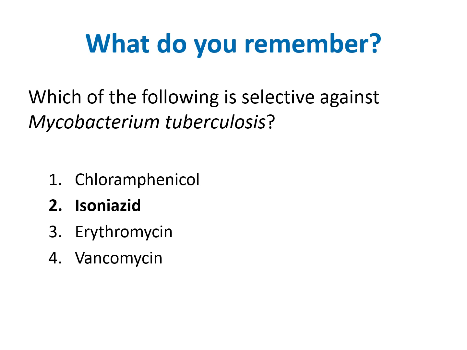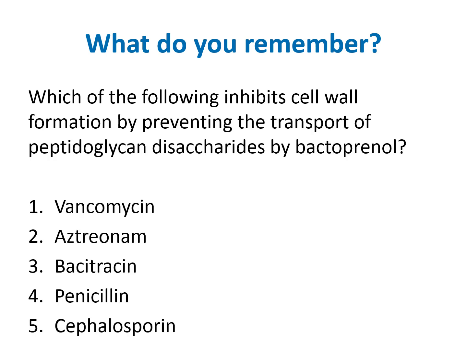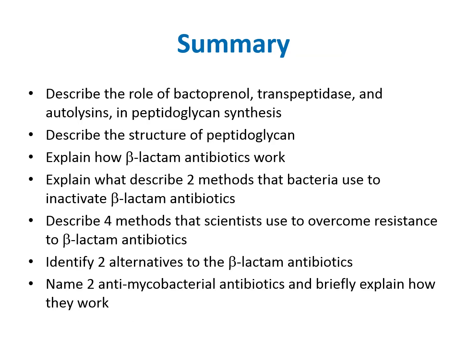Let's try one more. Here's one more. Which of the following inhibits cell wall formation by preventing the transport of peptidoglycan disaccharides by bactoprenol? Is that vancomycin, aztreonam, bacitracin, penicillin, or cephalosporin? Right, bacitracin. Great job. So in this video, I've talked about peptidoglycan synthesis.